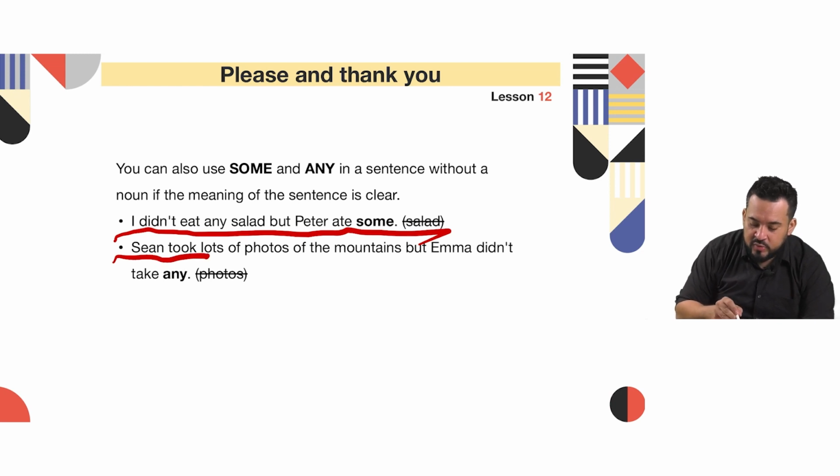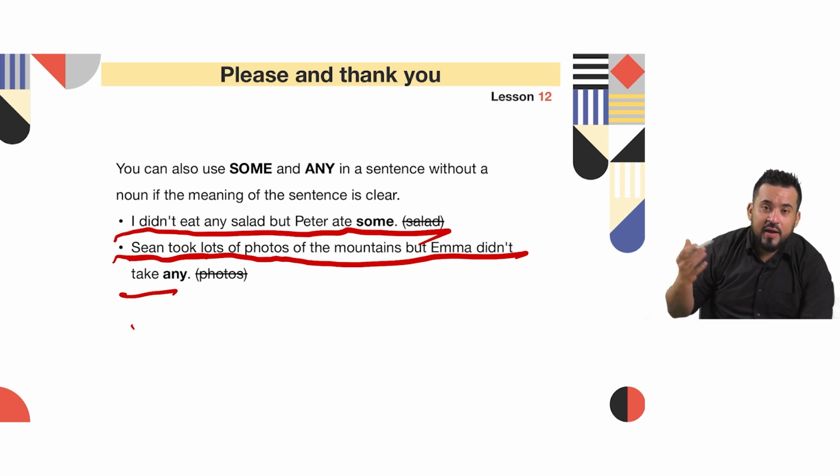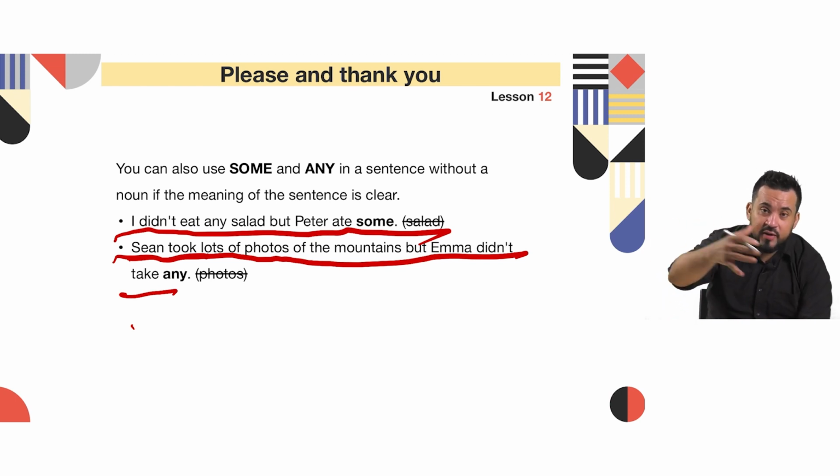Chin took lots of photos of the mountains, but Emma didn't take any. Okay? Chin took lots of photos of the mountains, but Emma didn't take any. It's obvious that we're talking about the mountain, so we don't need to say the mountain again.